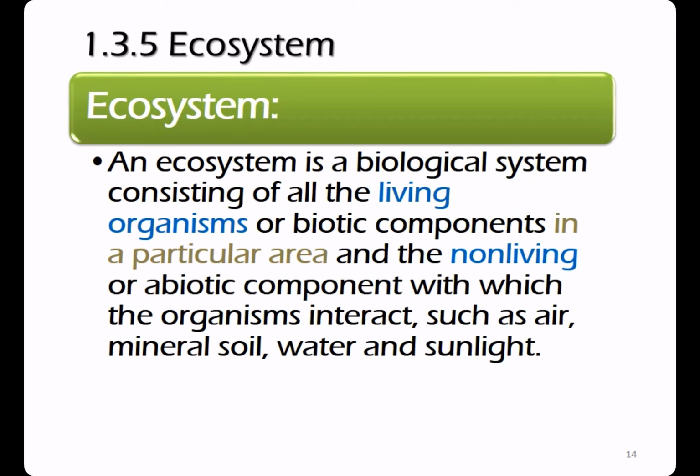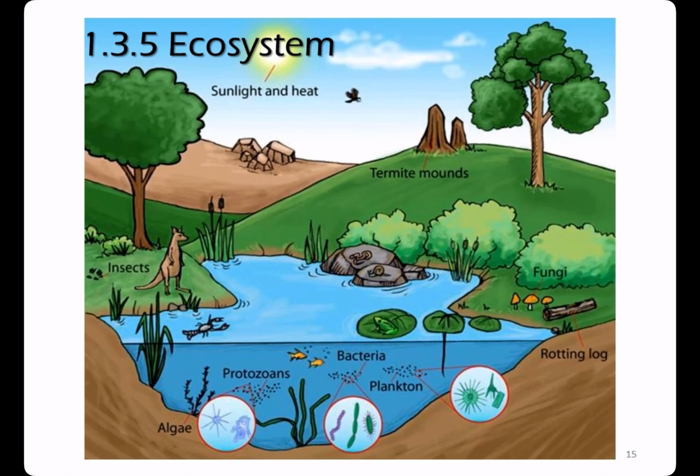So what is an ecosystem? An ecosystem is a biological system consisting of all the living organisms or biotic components in a particular area, and a non-living or abiotic component with which the organism interact, such as air, mineral, soil, water, and sunlight. This is an example of an ecosystem. You have the producer, consumer, and the decomposer. Producer, such as this tree over here, and the consumer, such as this kangaroo over here, and decomposer, such as this fungi over here.